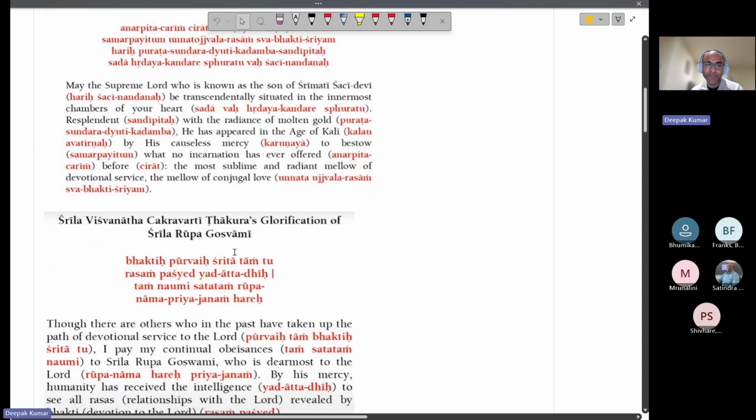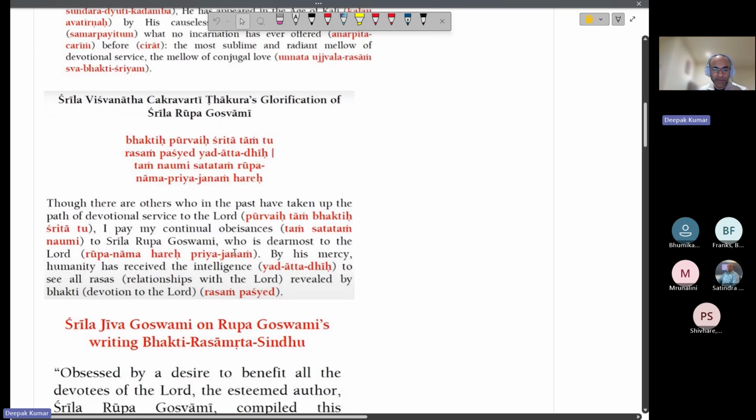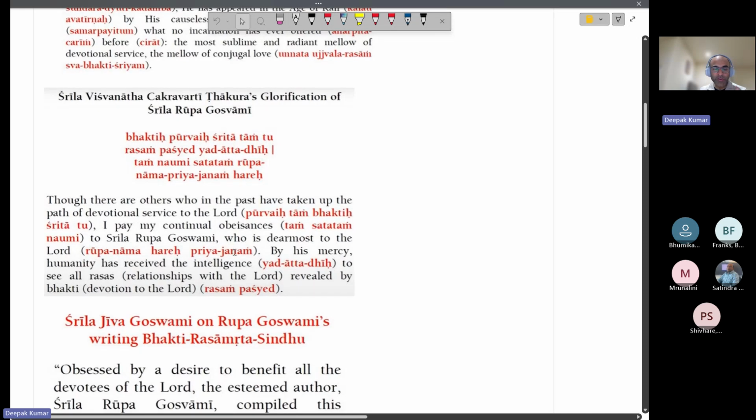And so here Srila Vishwanath Chakravarti Thakur, who has written the original commentary on this, is glorifying Rupa Goswami. So we are going over who is Rupa Goswami, okay? Though there are others who in the past have taken up the path of devotional service to the Lord, I pay my continual obeisances to Srila Rupa Goswami, who is dearmost to the Lord. By his mercy, humanity has received the intelligence to see all rasas, relationships revealed by bhakti. So not just one rasa, multiple rasas.